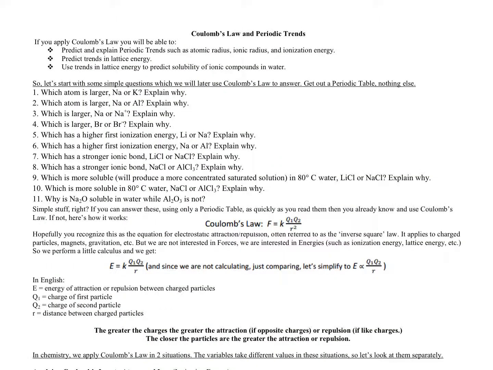So, applying Coulomb's law. Coulomb's law can now be applied to periodic trends from chapter 7. What we already learned about with periodic trends, we use Zeff, size, and shielding. And now we can add Coulomb's law to that. So we can use Coulomb's law for several different things. We can use it to predict and explain periodic trends. We can use it to predict trends in lattice energy. We just talked about lattice energy, how much energy is required to separate ions. And we can use it for solubility.